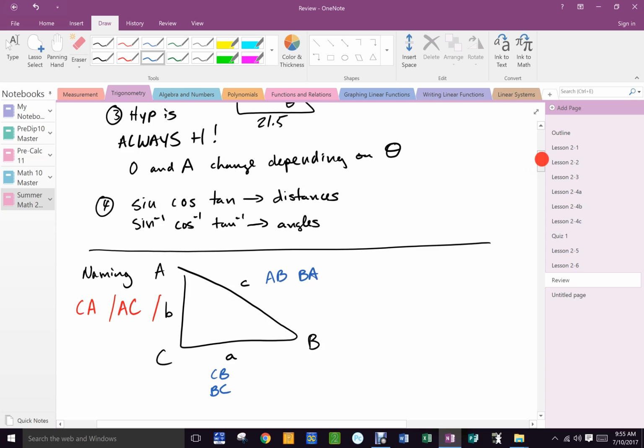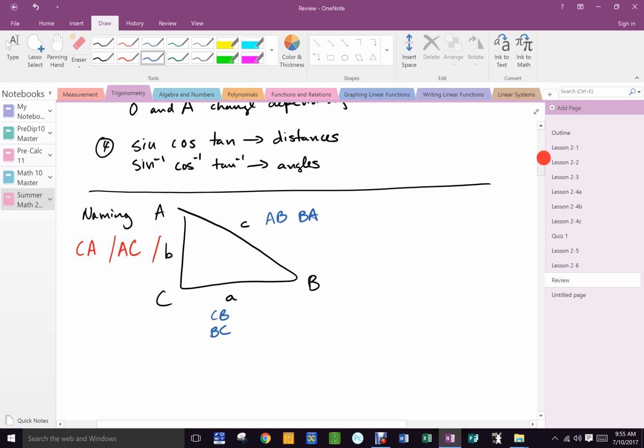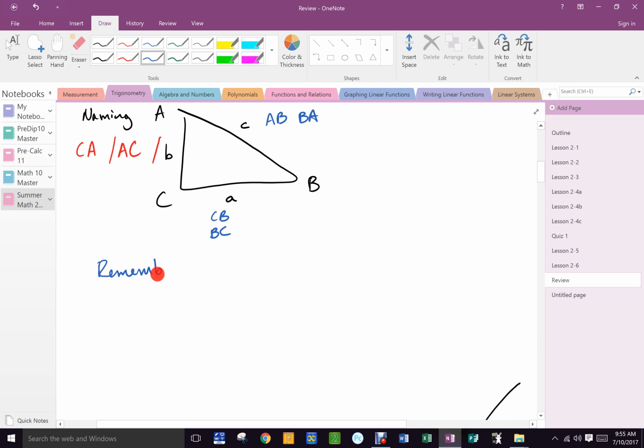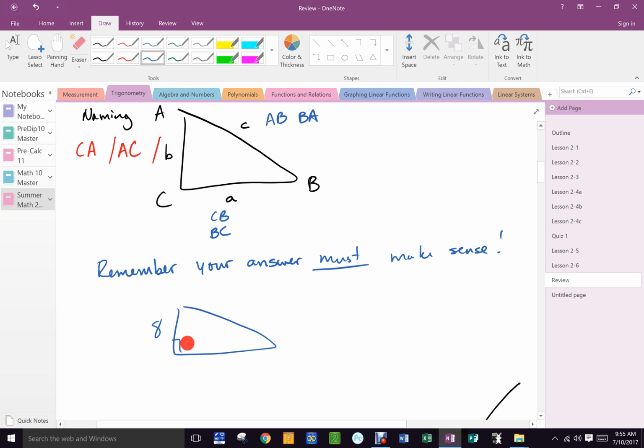Trying to think what else might mess you up on this. Naming them. Oh! Remember, your answer must make sense. Right? If that's 8 and that's 32 degrees and I want this number over here, I lie. Don't make that 8. Make this one 21. And I do a bunch of math and you tell me that x equals 19. Is that possible? Why? Hypotenuse has to be the biggest side. Okay? Don't believe your calculator just because there's a number on the screen, right? Make sure it makes sense.